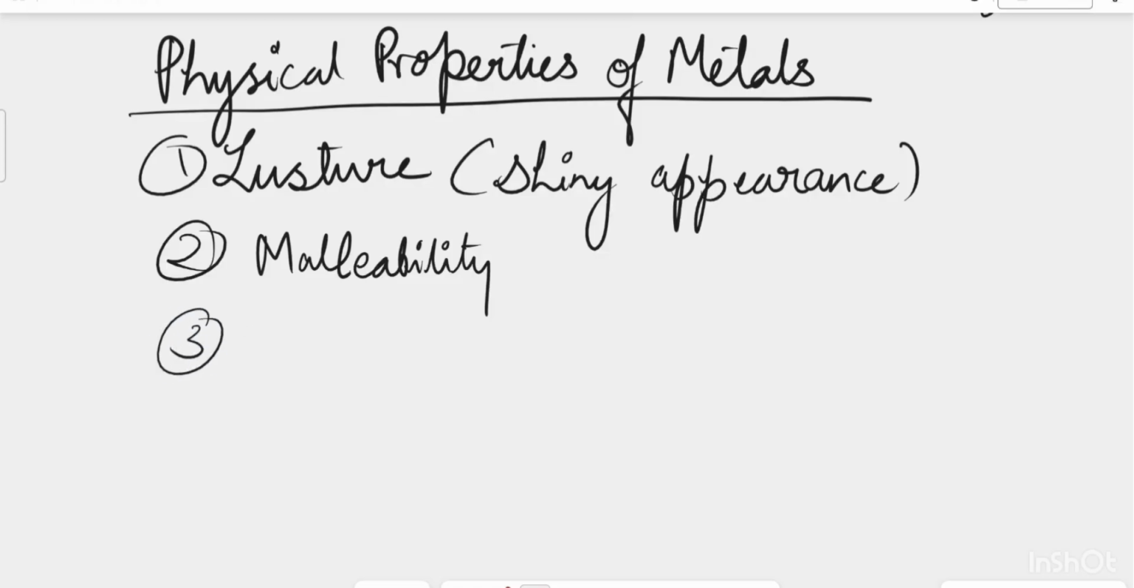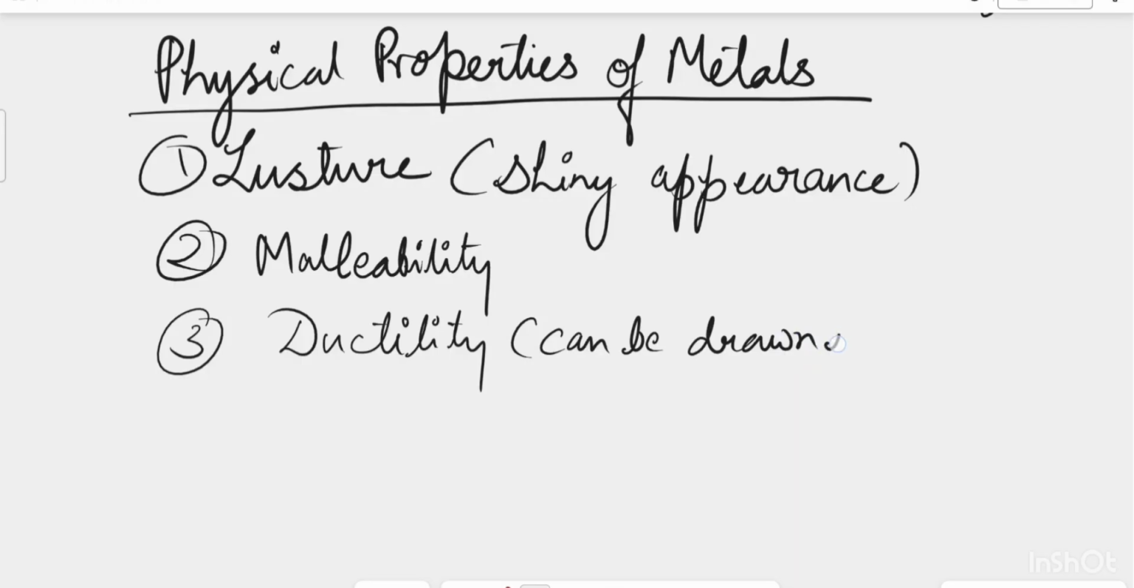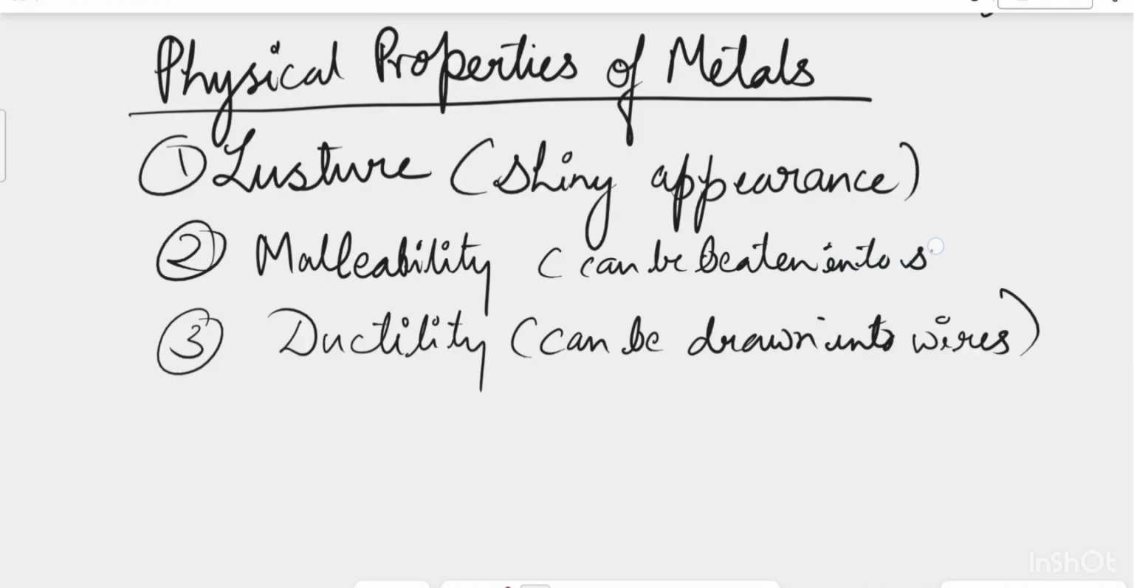Now, ductility. Ductility means can be drawn into wires. Malleable means can be beaten into sheets. Ductility means can be drawn into wires. Copper and aluminium are used to make electrical wires because metals are ductile.